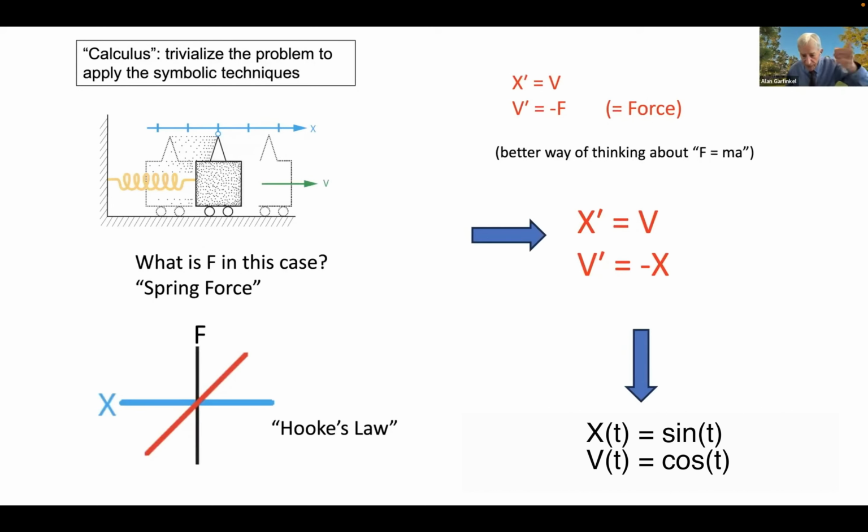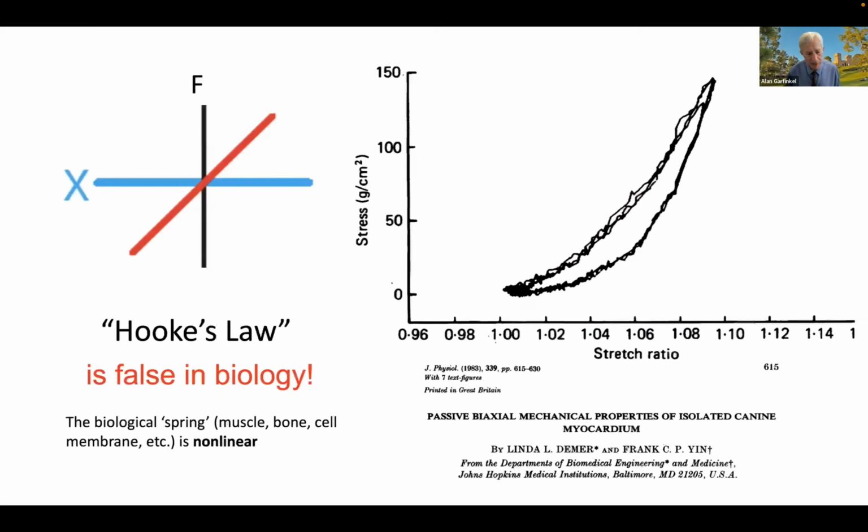The derivative of cosine is minus sine. And you get to show off your calculus. And then the student comes to you and says, okay, I'm ready. I want to be a biologist. I want to study some biological examples. And the first thing you have to tell them is throw out everything you know, because Hooke's law is false in biology.